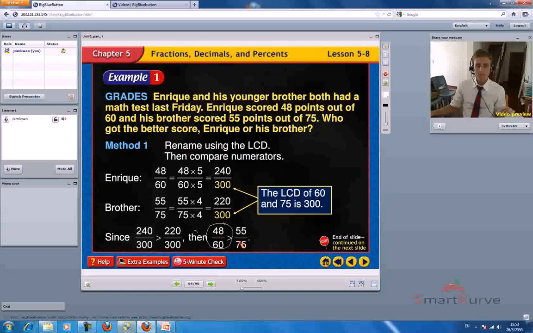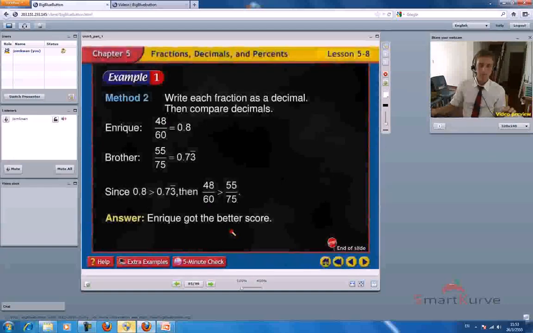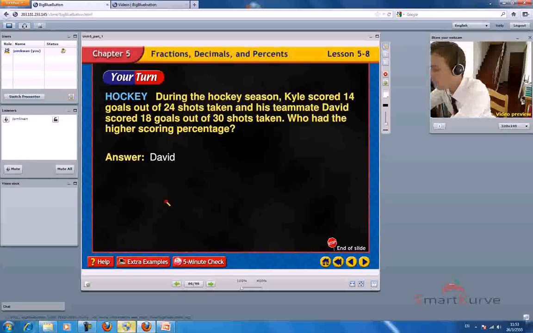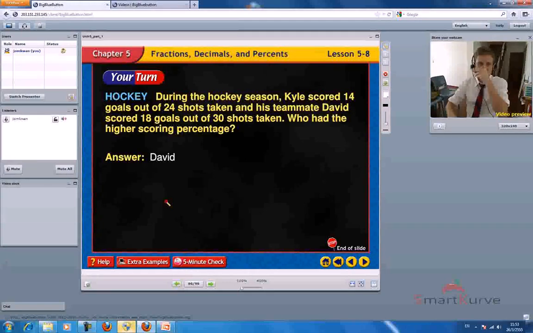Method 1, rename using the least common denominator, then compare numerators. 48 over 60 is 48 times 5, 60 times 5, 240 out of 300. The least common denominator of 60 and 75 is 300. 55 times 4, 75 times 4, 220 out of 300. 240 out of 300 is greater than 220 out of 300. Therefore, 48 over 60 is greater than 55 out of 75. So Enrique did better.